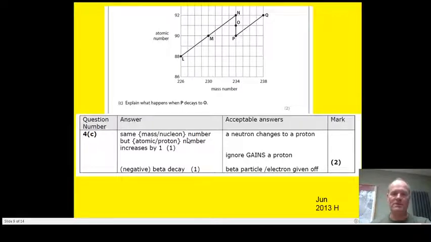Okay, and for the 2 marks here, you say what you observed: the atomic number increases by 1. A neutron changes to a proton would have been nice, not essential, but it would have been nice to demonstrate your knowledge that way. And therefore that is beta minus decay, or a beta particle is given off. We really should specify that it's beta minus because we know about positrons now as well. So hopefully you got both of those marks, but again, we need to aim for getting both of those, not just saying beta minus. We need both.